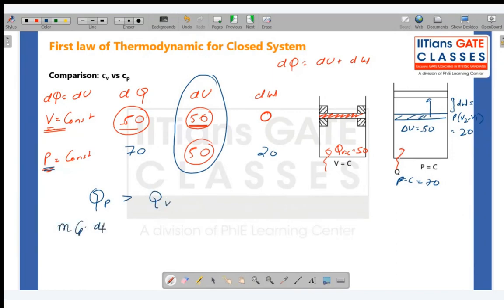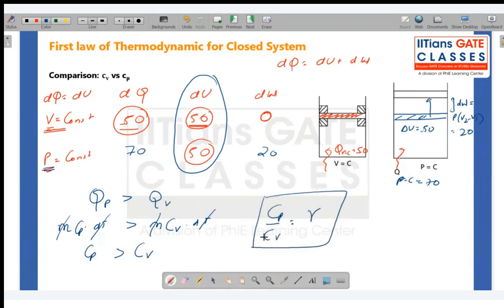So m Cp dT will be greater than m Cv dT, and for the same mass and delta T, Cp is always greater than Cv, and the ratio between them is called gamma. So gamma is always greater than 1 because Cp is greater than Cv, always. No doubt about it. Is it clear? Should we move ahead?